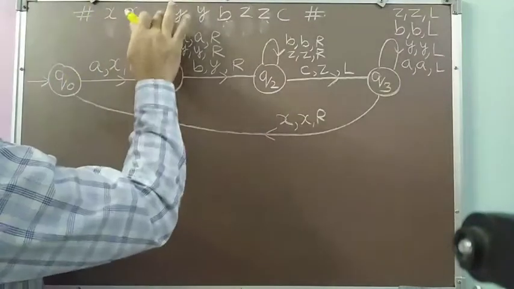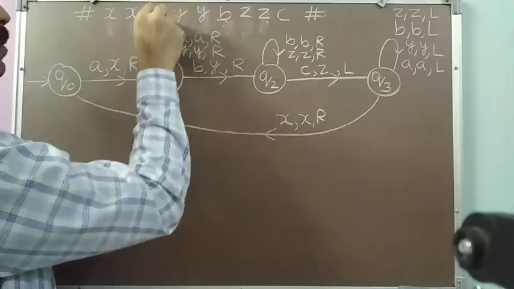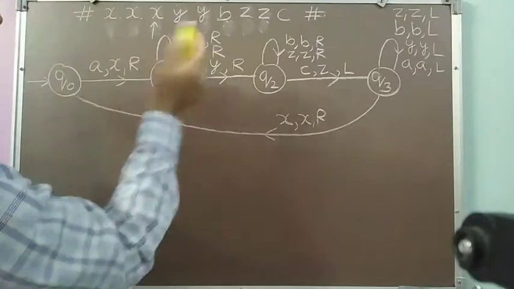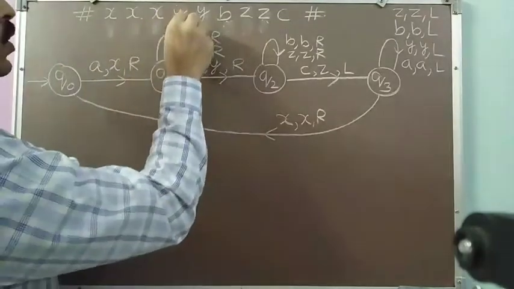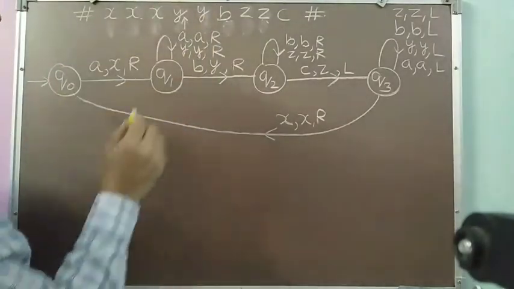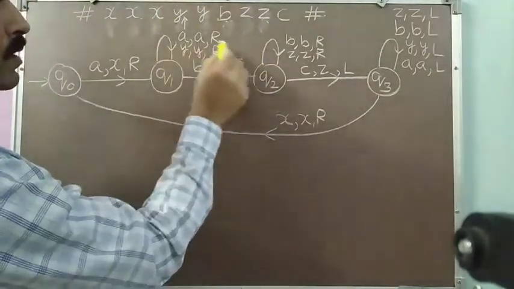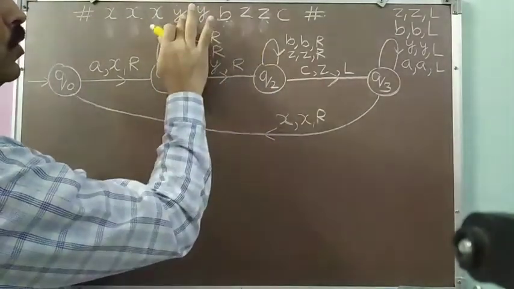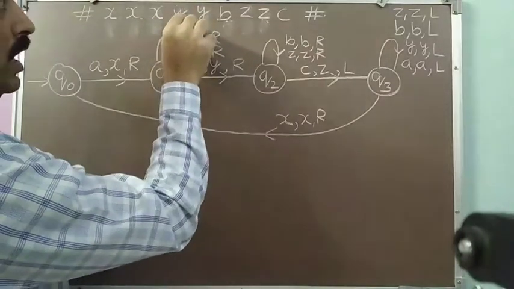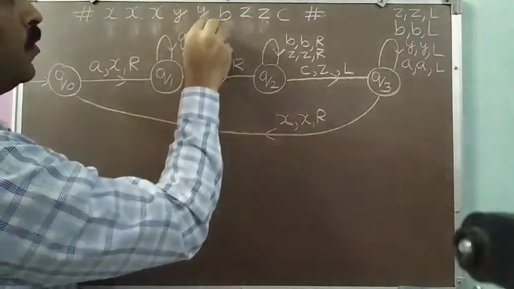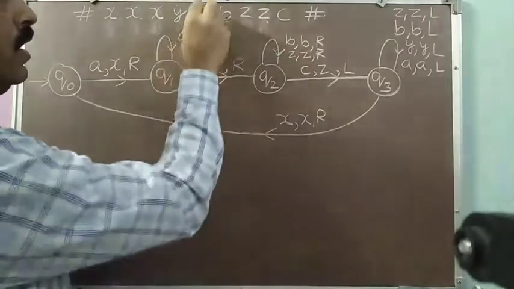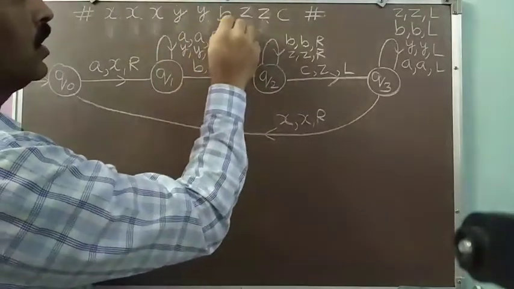In place of A, I will be marking X as per this transition and move one position right. So my read-write head will come here. Now I am getting Y's. So all Y's I have to skip as per this transition, Y, Y, R. I will keep Y here and move one position right, and again keep Y here and move one position right.